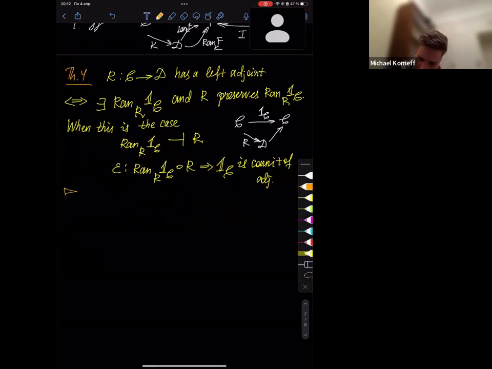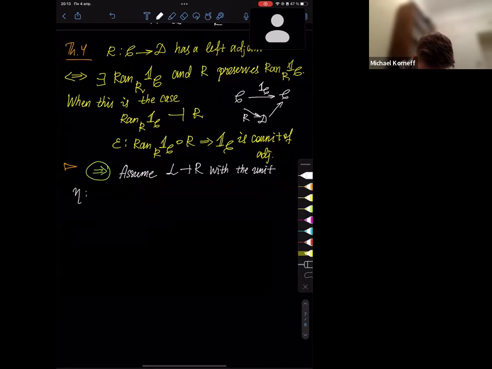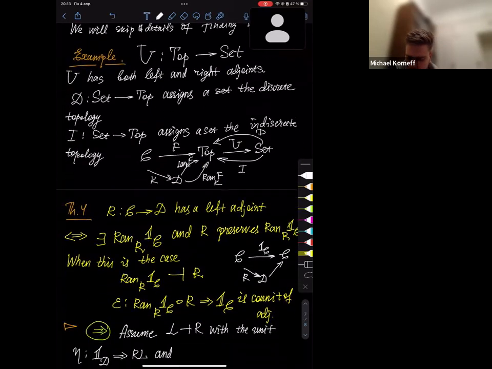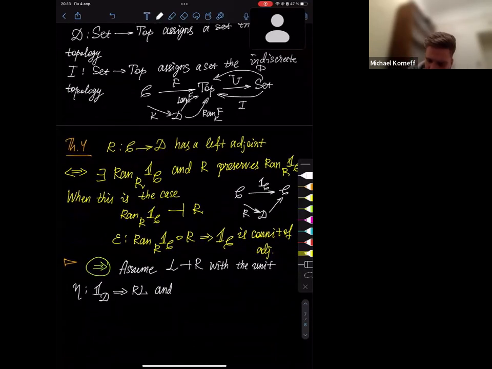Let's prove it. We prove first of all this direction, and assume that L is left adjoint to R with the unit eta from this to this composition, and, sorry, I should define what the triangle relations are.